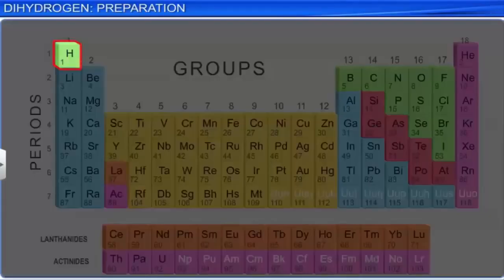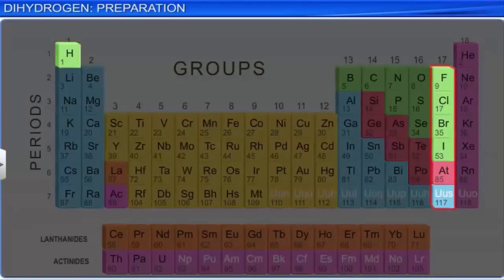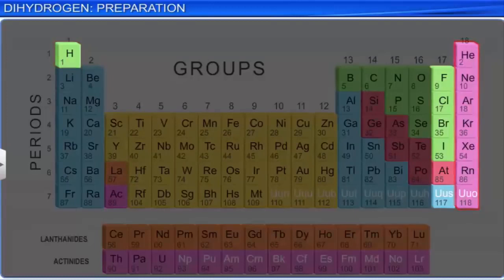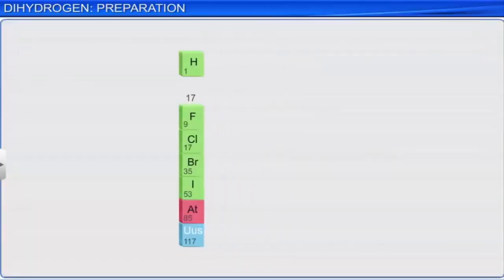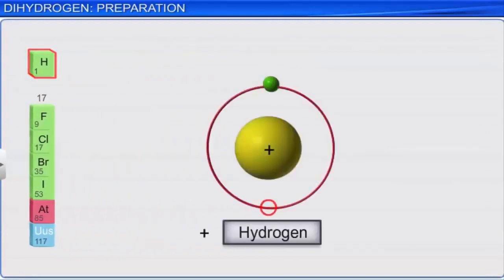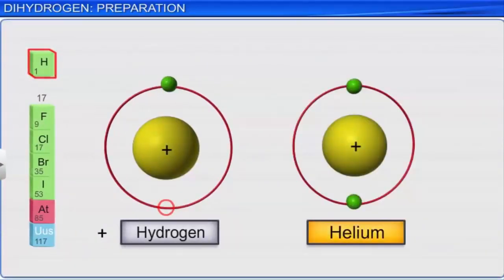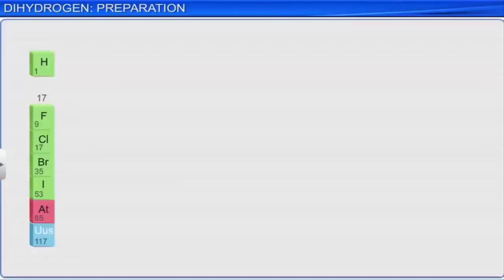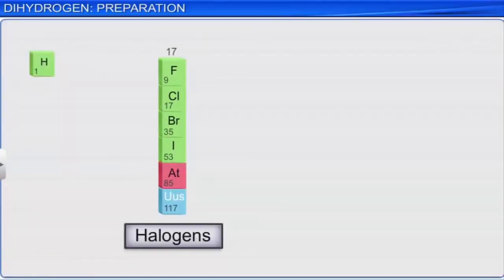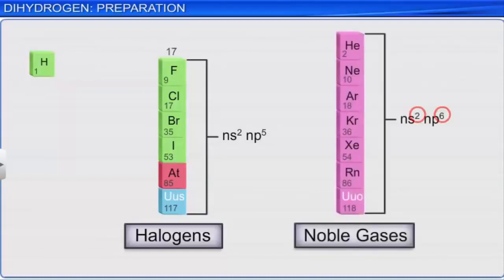Let us now see how hydrogen is similar to halogens, and yet different from the group at the same time. Like halogens, hydrogen has only one electron less than the nearest noble gas configuration. For example, it needs one electron to attain the noble gas configuration of helium. This is similar to halogens, which have an outermost shell configuration of ns2, np5 and need just one electron to attain noble gas configuration.